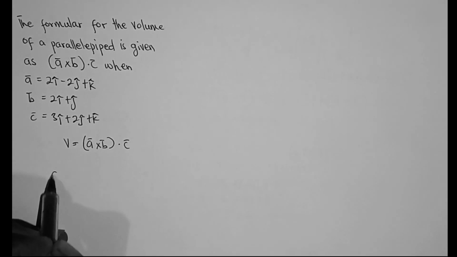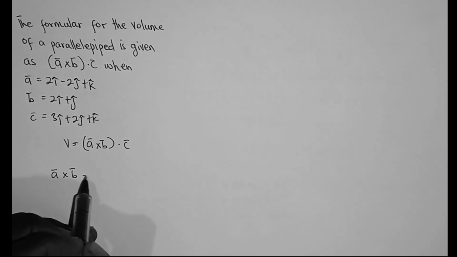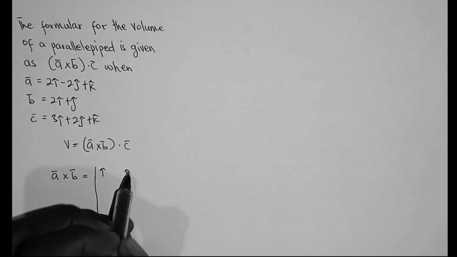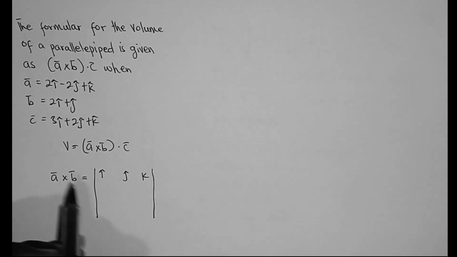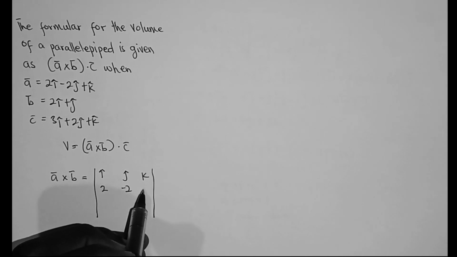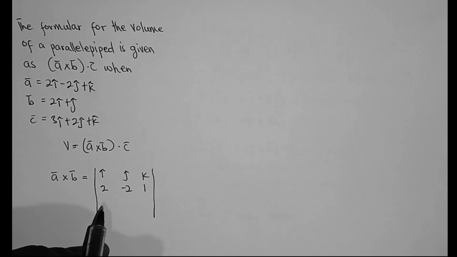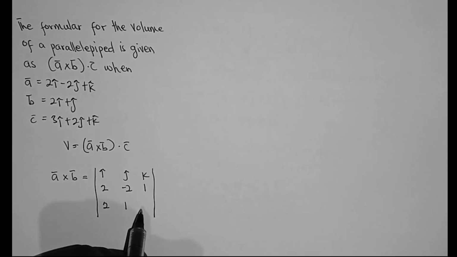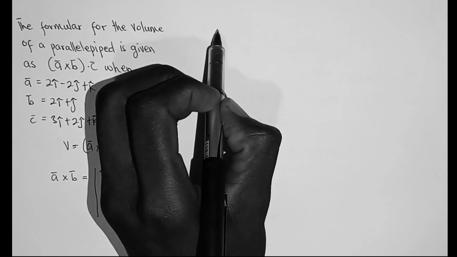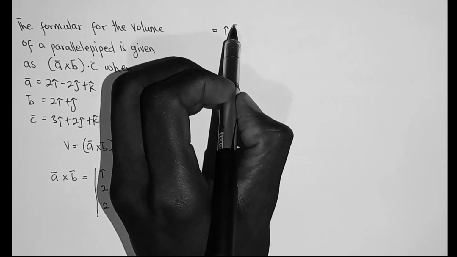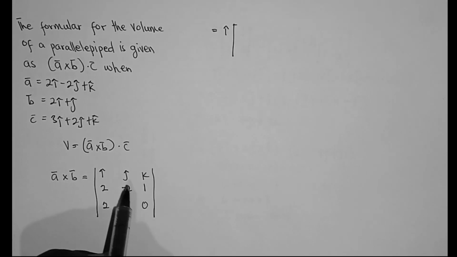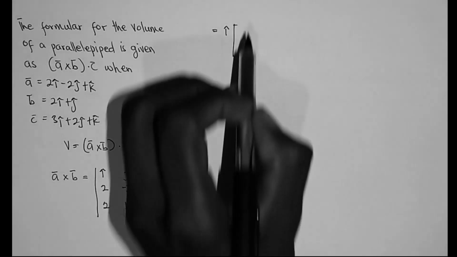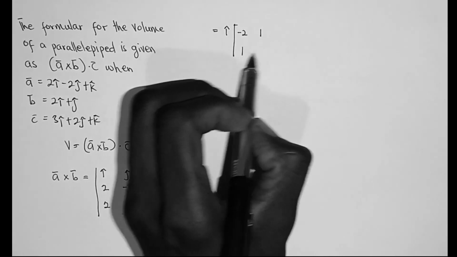So the first thing we need to do is to find vector A cross vector B, and this is equal to, so we write the determinant i, j, k, and then vector A is 2i minus 2j plus k, and vector B is 2i plus j. It means that the k is 0. So let me continue from here. This is equal to I. Then you cancel the row and column of I and write the remaining 2 by 2 matrix. So it will be left with minus 2, 1, 1, 0.